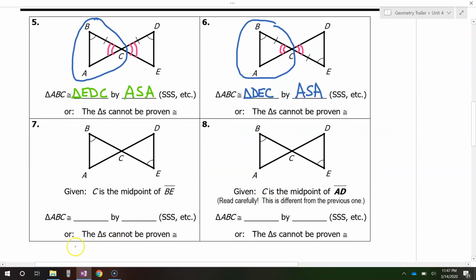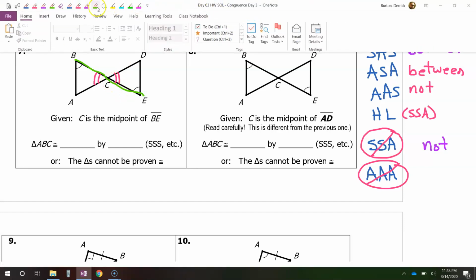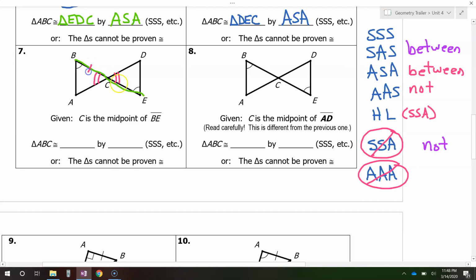Okay, problem number 7. Let's start by marking the vertical angles congruent. Now, they give us this additional piece of information. C is the midpoint of BE. So let's really focus on that for 1 second. So here is segment BE. So if C is the midpoint, they're telling us that this side and this side will be congruent.